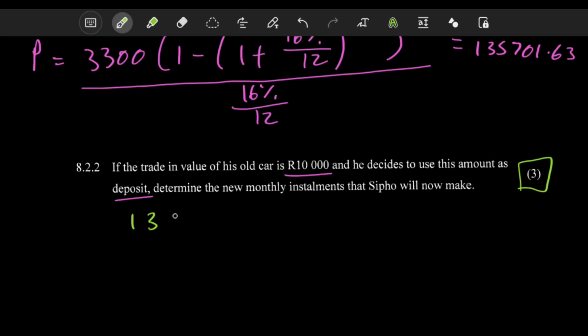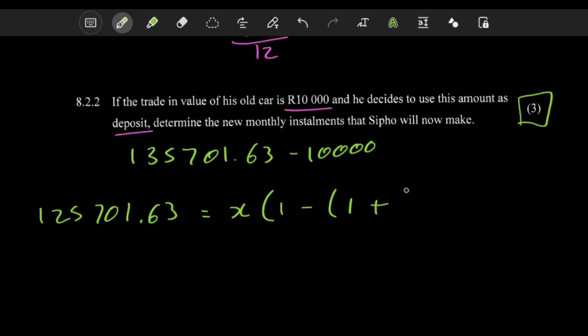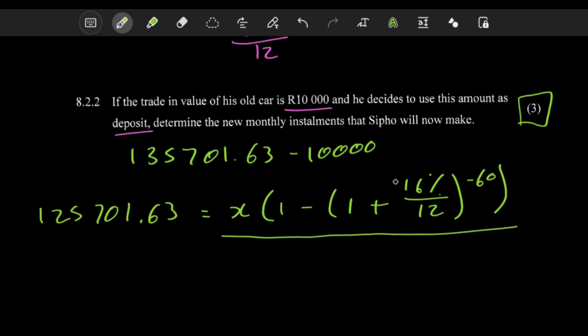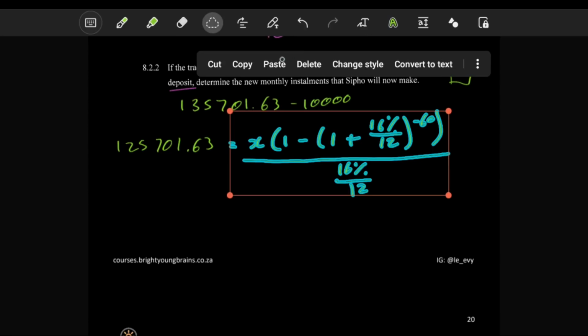So this loan of this car is this much, right? But then we know that if he makes a deposit of 10,000, it means the loan is only worth 125,700.63. So this is the new p-value. This new p-value is equal to x times 1 minus the interest factor, still for 60 months, and the interest is 16% over 12. So solving for x here, let me not go against my own thinking.